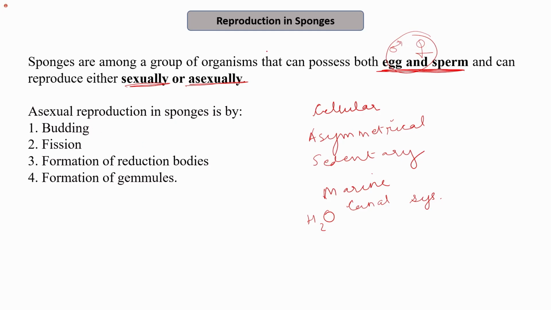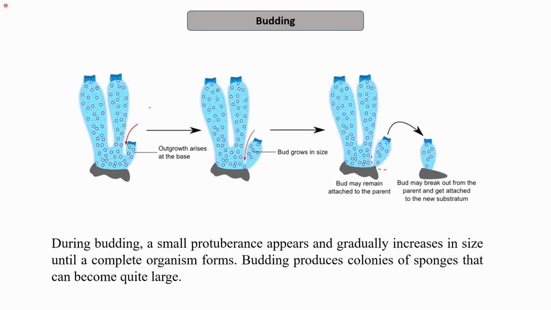Asexual reproduction in sponges is mainly by the process of budding, fission, formation of reduction bodies, and the formation of gametes. We will learn about each of these one by one, how budding, fission, formation of reduction bodies or the formation of gametes help in the reproduction of sponges. Firstly, by the process of budding. We know what buds basically are. In this, the structure known as the bud is formed.